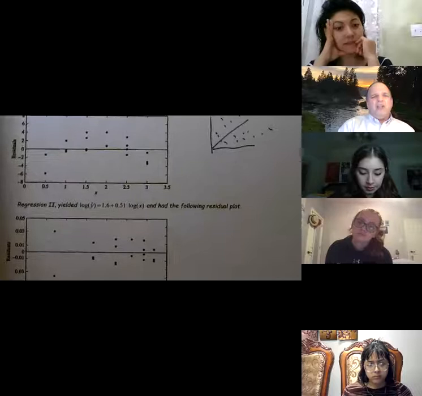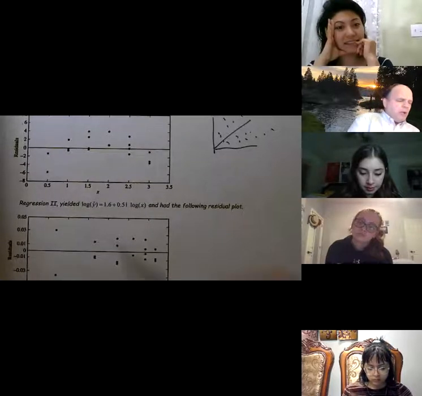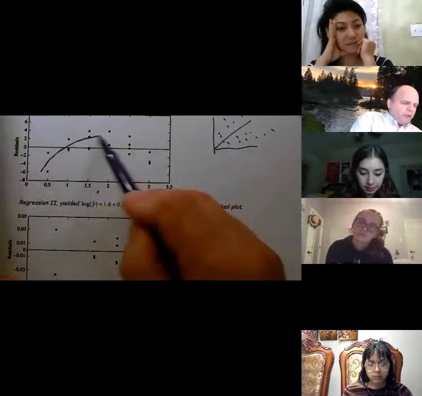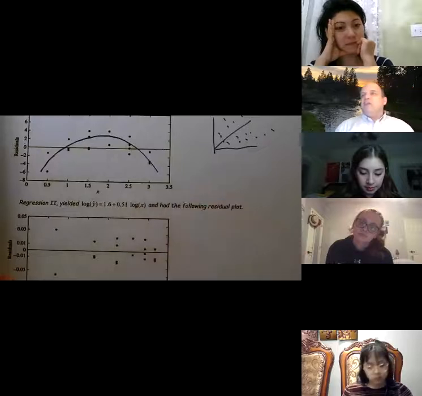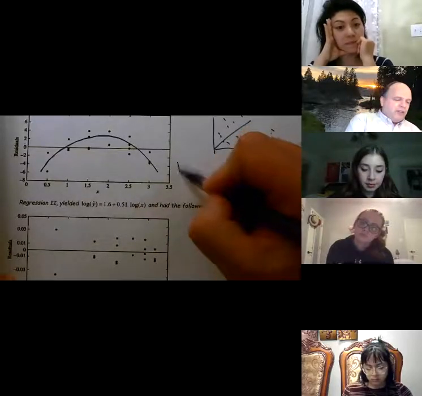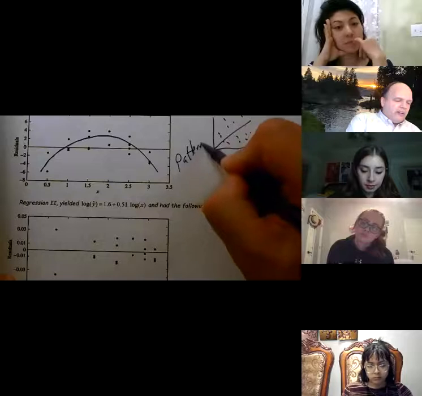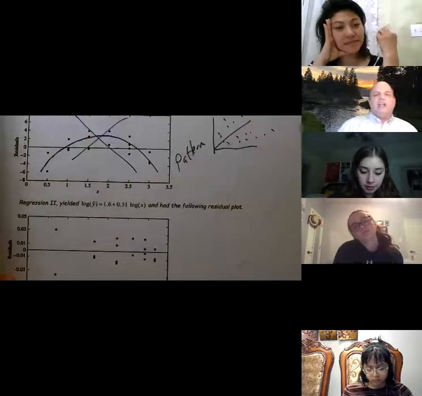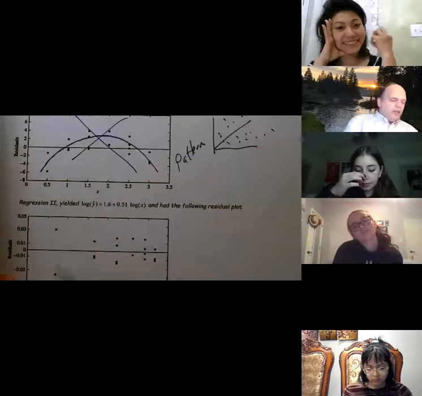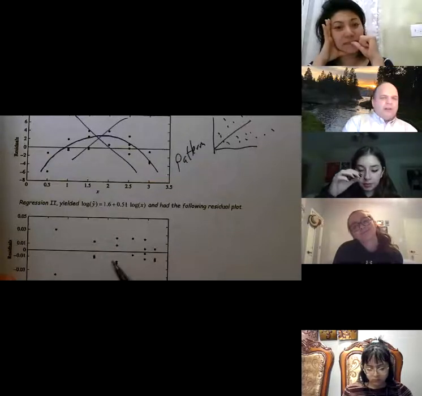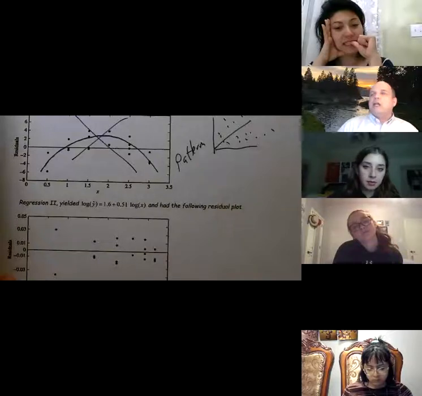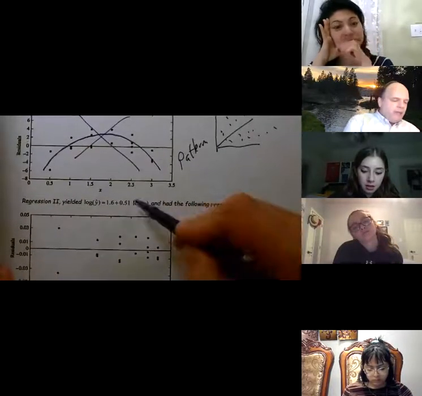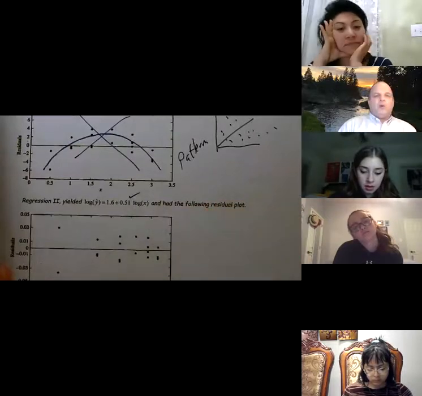Well, not knowing anything about logs, but knowing what I know about residuals, I see a definite pattern there. Because I see a pattern there, I don't like that equation. I don't like regression 1. When I look at this, I'm a little concerned about the density, but I'm still seeing a lot of randomness. So because I'm seeing randomness, this for sure is a better equation.